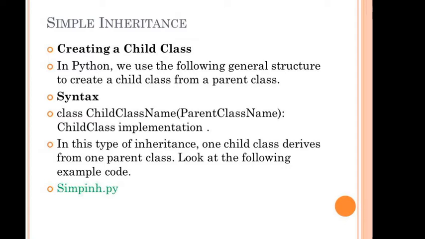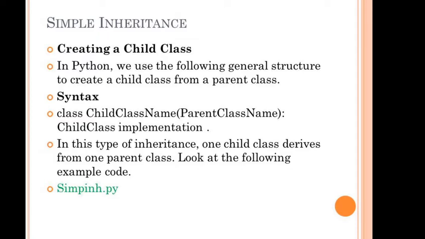In Python, we use the following general syntax to create a child class from a parent class. The syntax contains the class keyword, then we write the child class name, and in parentheses we add the name of the parent class, then we use the colon operator, and then the child class implementation. In this type of inheritance, one child class derives from one parent class.